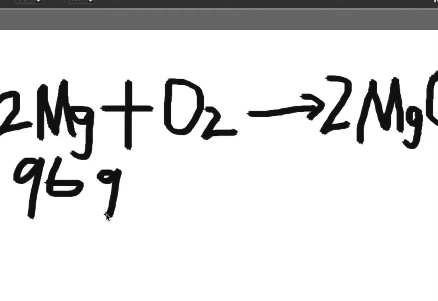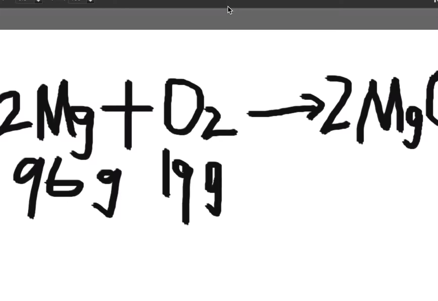And you have 19 grams of oxygen, and you want to say which one is in excess and which one is limiting. So first of all, the molar mass of magnesium in this case is 48, because magnesium is 24 and times 2 equals 48.